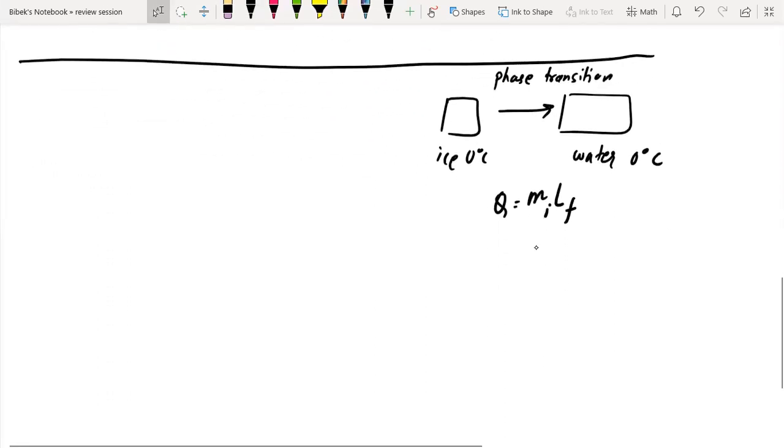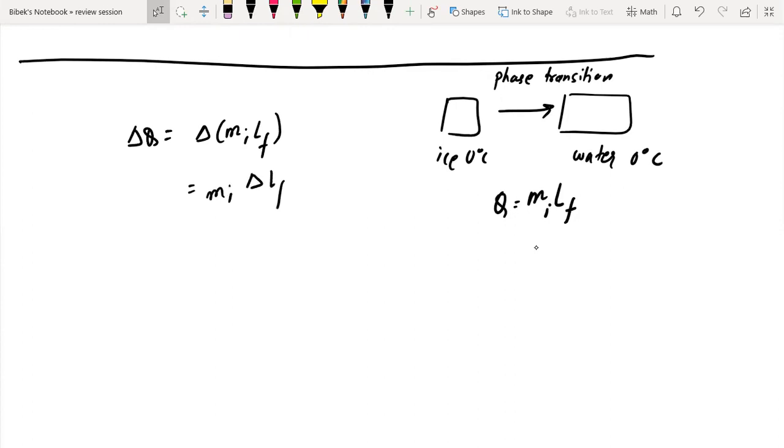So if I took delta Q, how much heat I should supply, then I have to do delta Mi times LF, right? Your mass is not constant, it's changing, so it has to be delta M. LF is a constant. Mass is not a constant, because in this case the mass of the ice is decreasing, and the mass of water is increasing. So it's happening at a certain rate.